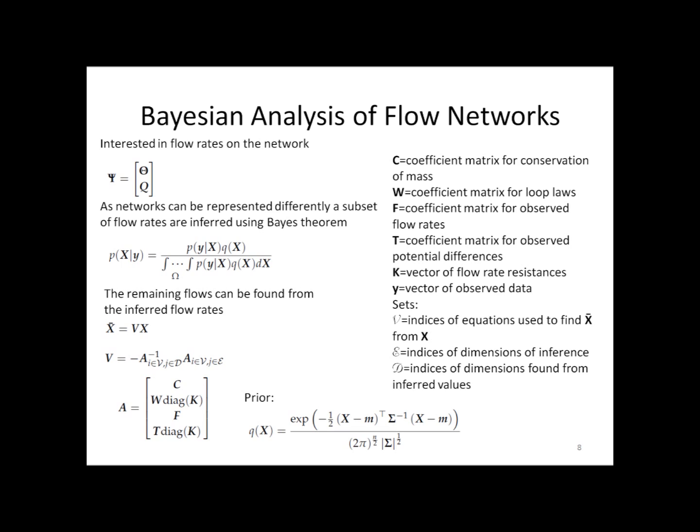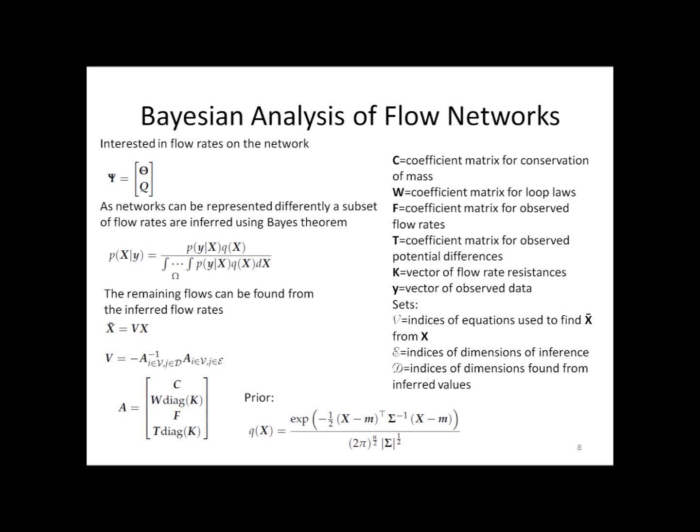And what I've got down the bottom left-hand corner is a matrix from which you could choose equations in order to form that variable v to find the relationship. That capital C is for coefficients for conservation of mass. The next one is for loop laws. The capital F is for any flows that you happen to know or have data about. And T is for any potential differences between any 2 points. And the K is the resistance to flow.